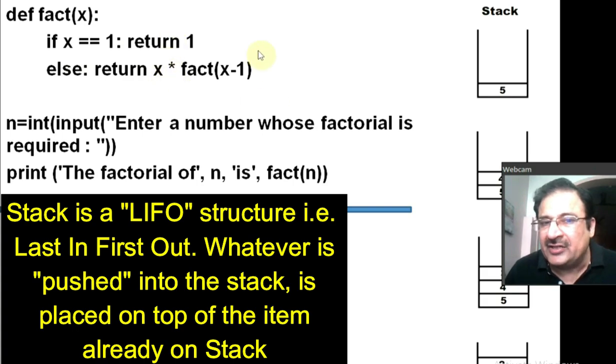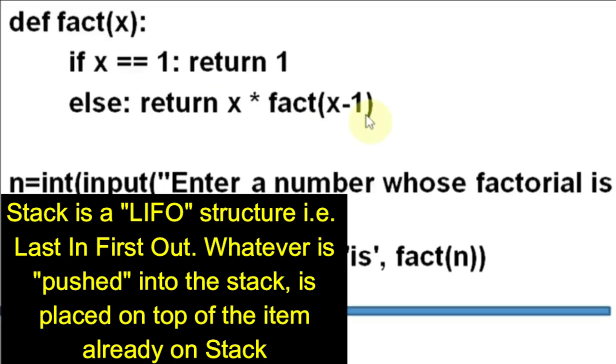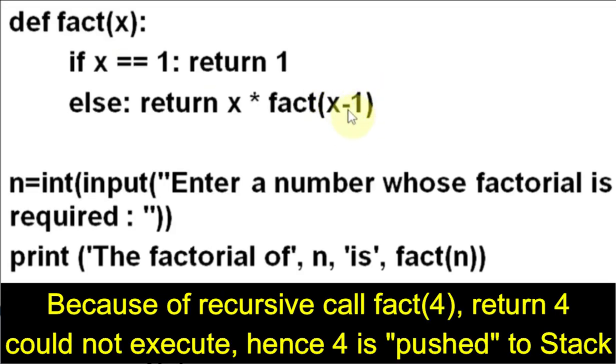But here is a recursive function call. You are in fact function and you are calling fact itself, and with the value what? With the value 5 minus 1, that is 4. You are asking the compiler to call fact function with value 4. But what about this line? This 5 was supposed to go back to the main function. So the statements which are unable to run because of recursive call, compiler stores them into a stack.